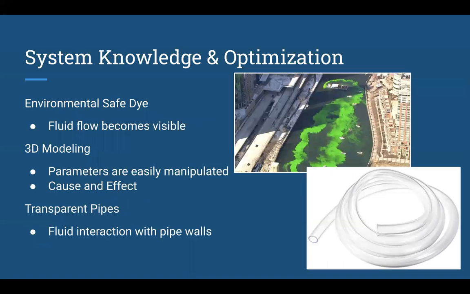For the system knowledge and how to optimize it, since fluid is fairly translucent, making what is going on within the system more visible and apparent is one way to do so. To accomplish this, you can implement environmentally safe dye within the system, which enables you to see how the fluid is flowing within it, or use transparent pipes, which allows you to visualize the water within it, and also 3D modeling, where you can manipulate all of the various variables to figure out the causality within the system.